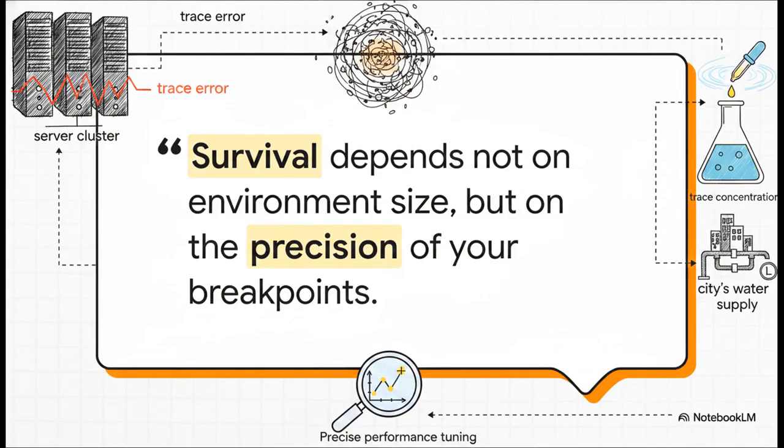I really want to leave you with this final, somewhat provocative thought. In any complex architecture, survival depends not on the size of the environment, but on the precision of your breakpoints. So what happens when an undetected trace error completely overwrites your system state? Whether you're managing memory allocation in a massive server cluster or analyzing parts per billion of lead in a city's water supply, the necessity for precise performance tuning is exactly the same.